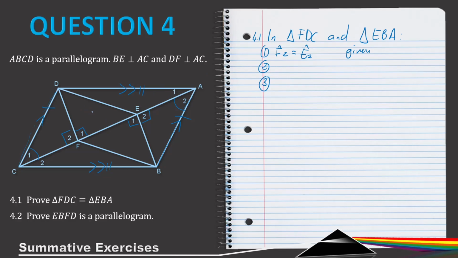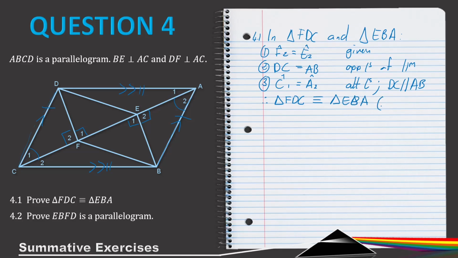Then we have that DC is equal to AB. This is the opposite sides of a parallelogram. Okay, and then finally we know that C1 is equal to A2. All right, and that is because it's alternate angles, and DC is parallel to AB. Right, there's our 3 things. So therefore, triangle FDC is congruent to triangle EBA.